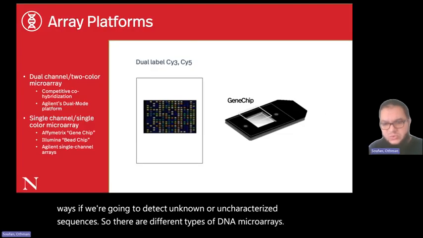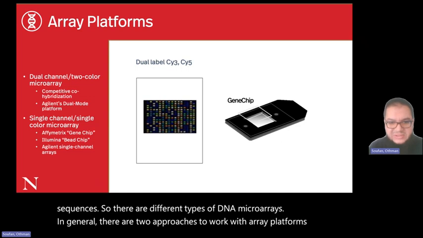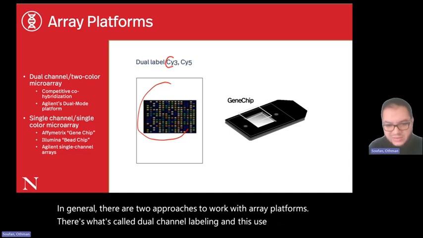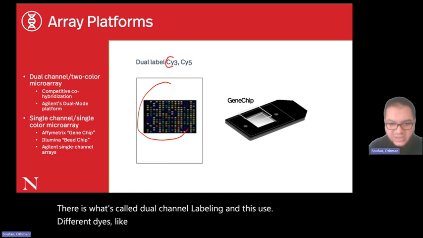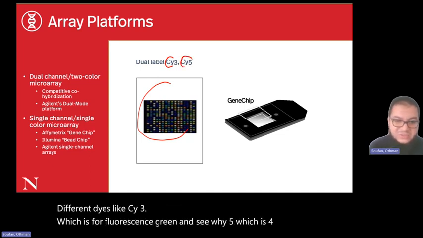In general, there are two approaches to work with array platforms. There's what's called dual channel labeling, and this uses different dyes like Cy3, which is for green fluorescence, and Cy5, which is for red fluorescence.